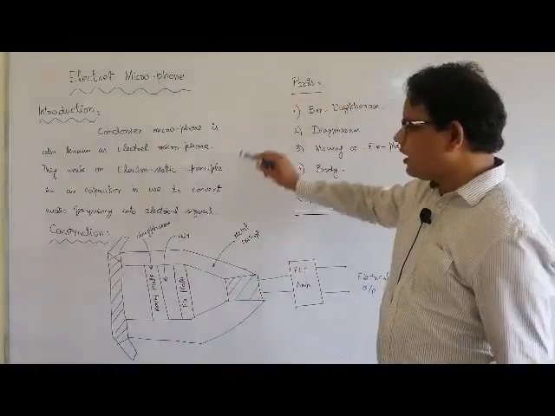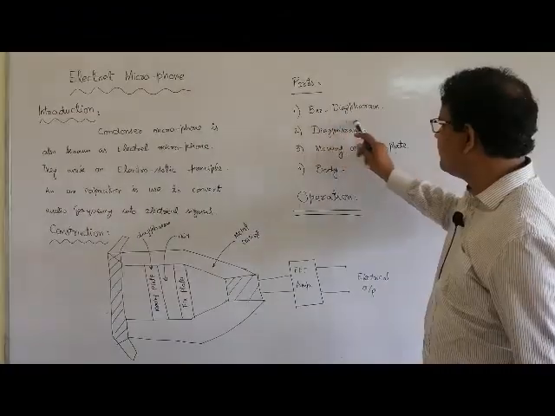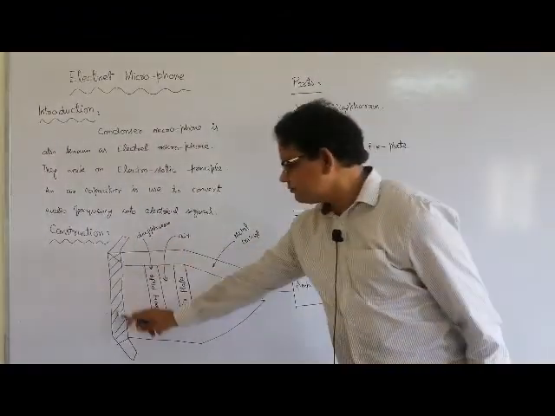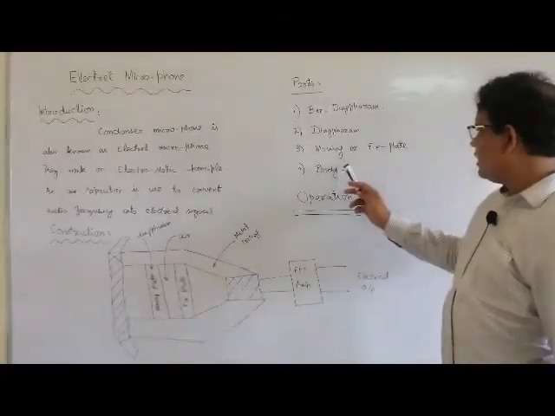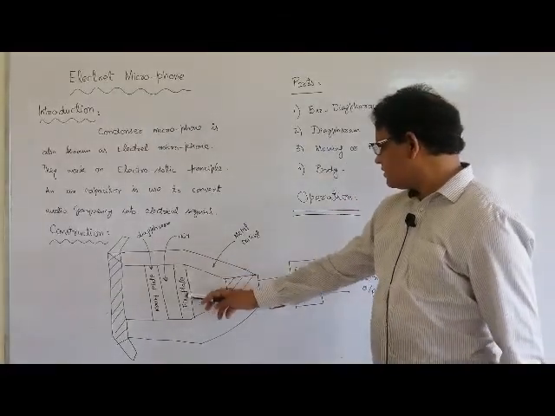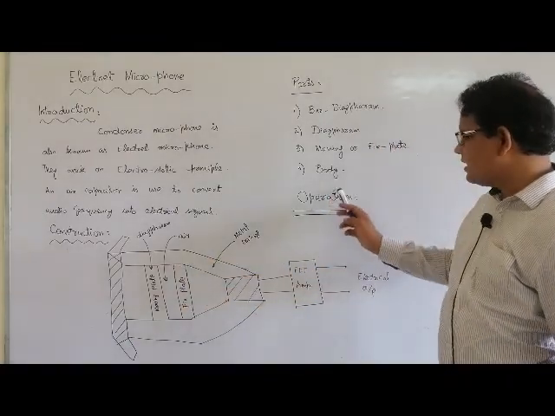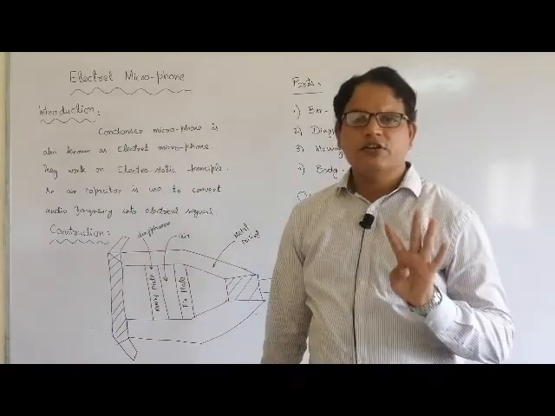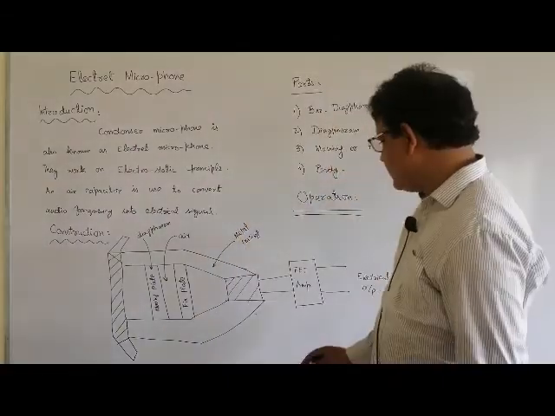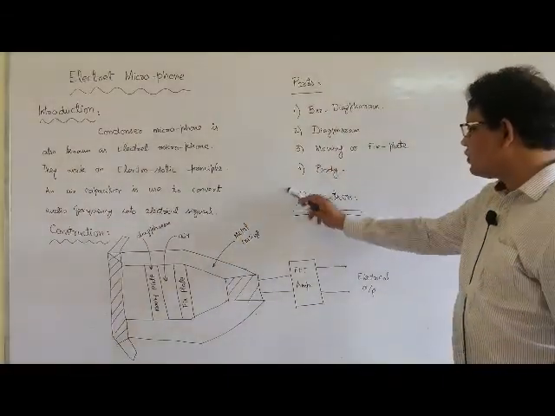Now we will study the parts of the diagram. First, we have the bar diaphragm, and a diaphragm, that is a moving plate, and then a fixed plate between an air gap, and the whole body, that is the metal casing. So there are basically four parts in it. In the next stage, we will discuss the operation of working.